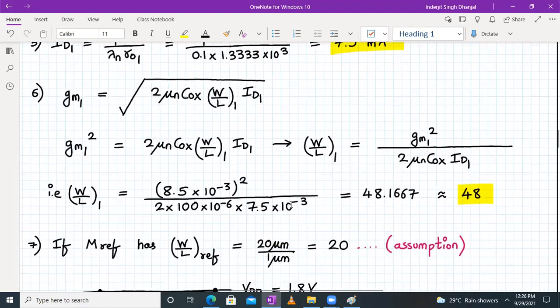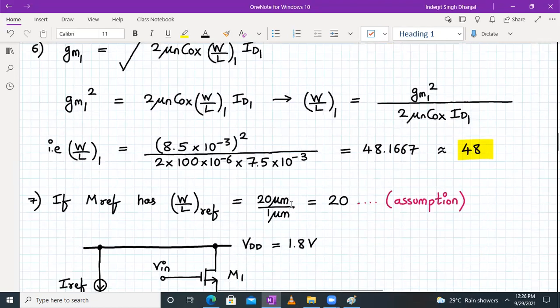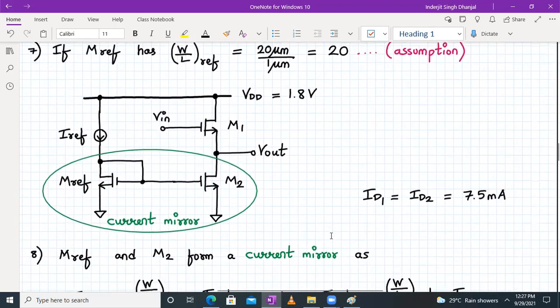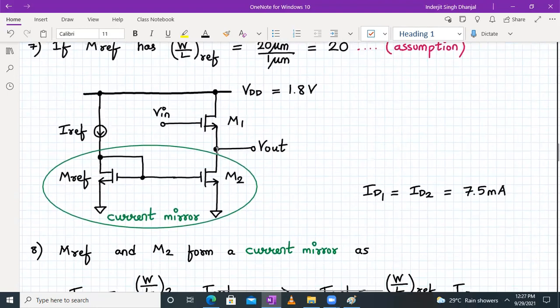Now next, further we assume that your M reference transistor has a sizing of 20. Now this number can be 2, 5, 10, 20, right, in this range. So select the sizing of transistor M reference as 20 micrometer divided by 1 micrometer. This is our assumption.